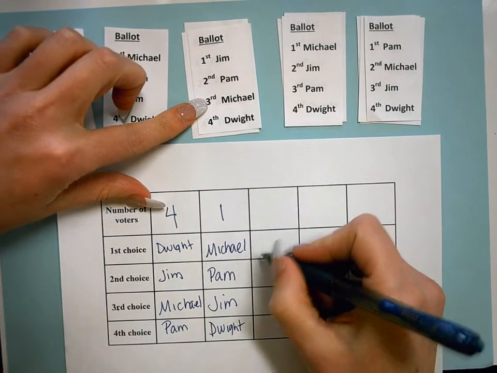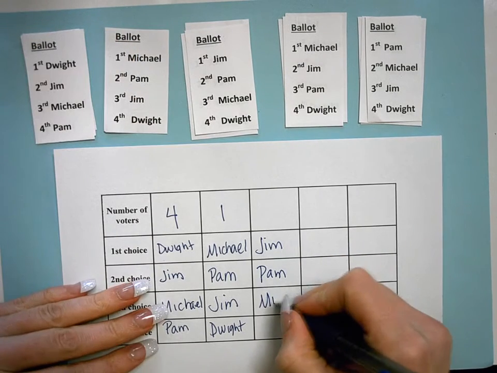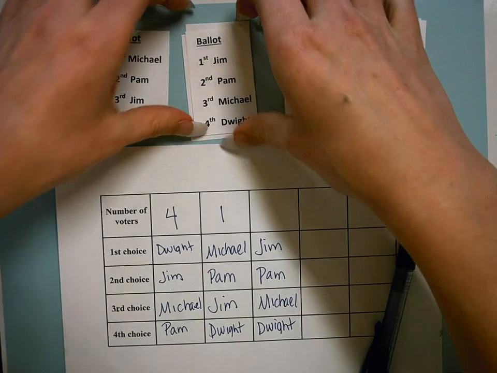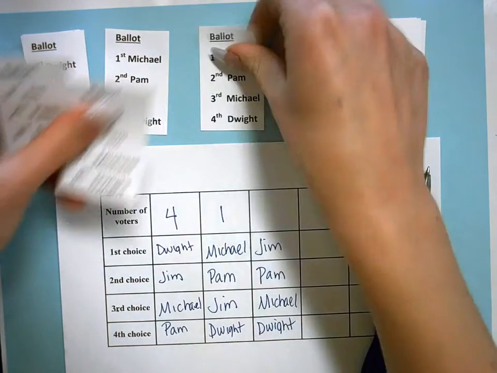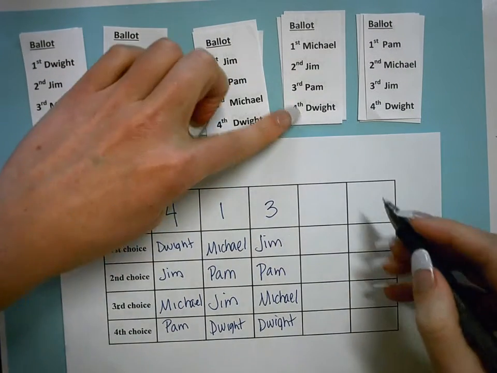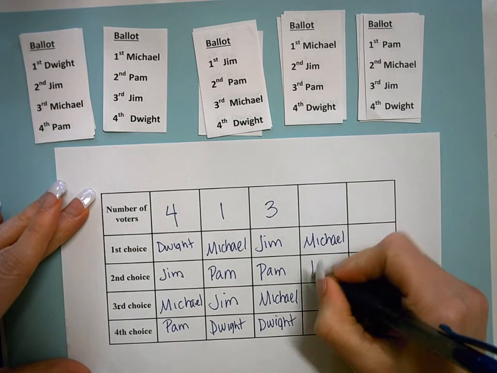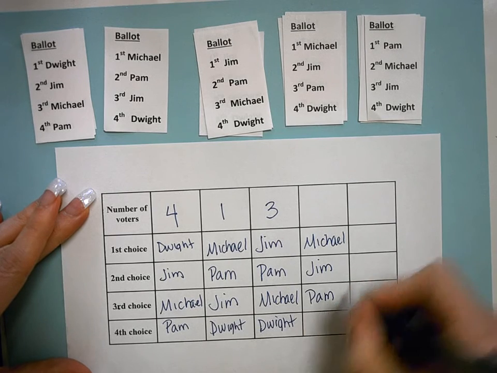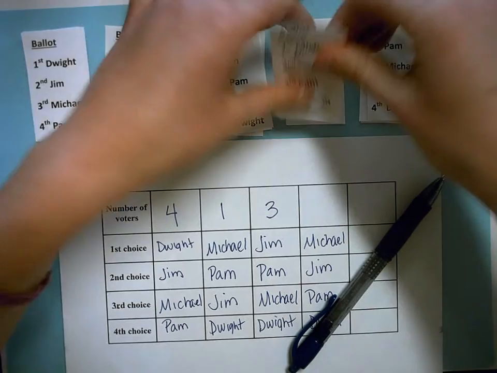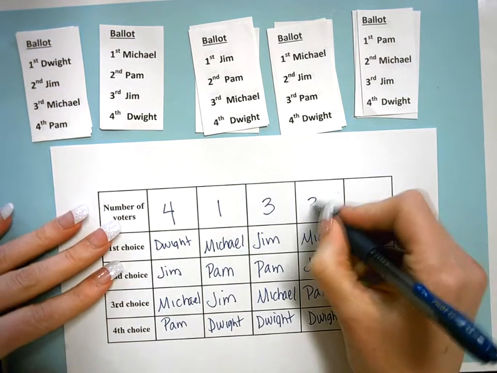Now I'm going to go to my next group. It's Jim, Pam, Michael, and Dwight. Then I'm going to count up how many people voted this way, and there's 1, 2, 3. So 3 goes on top. And now I'm going to move to my next group that voted Michael first, Jim, Pam, and Dwight. Let's count up how many people voted that way. We got 1, 2, 3. So 3 goes on top.